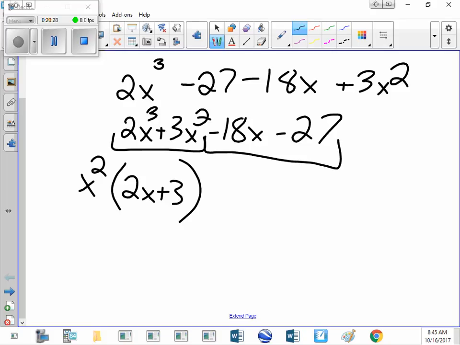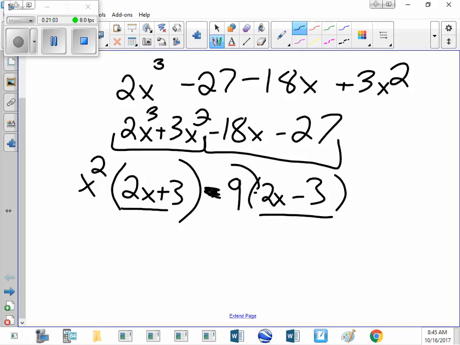I group the second set. This one's a little bit tricky. I have to pull out negative 9. Right? How do I know I need to pull out a negative? Well, they both have a negative, and in fact, that won't always be the case. But if I pull out 9, what's left? Negative 2x minus 3. Does that match up? No. I need this and this to match. So I'm going to grab that negative and pull it out. Now it matches.